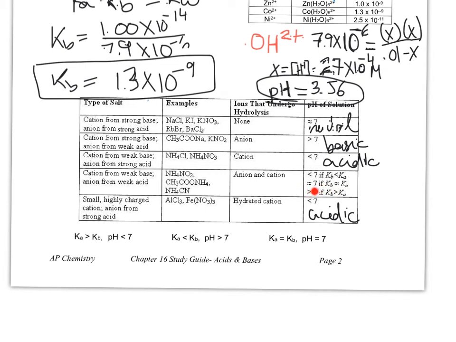And that happens actually with ammonium acetate. It turns out that the Ka for NH4 plus and the Kb for the acetate ion are both 5.6 times 10 to the negative 10th. That's a coincidence, but it happens, and so in that case, that would be neutral. So that's what this is saying right here. If Ka is larger, then it's going to be acidic. If Kb is larger, then it's going to be basic. If both of them are equal to each other, then it's going to be neutral.